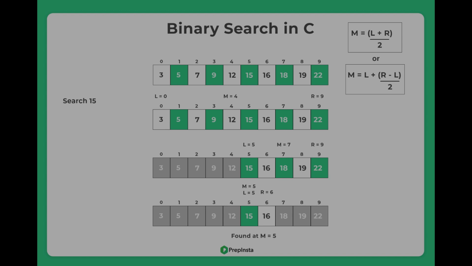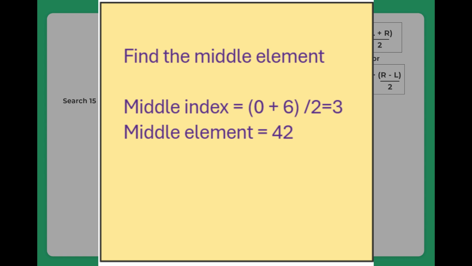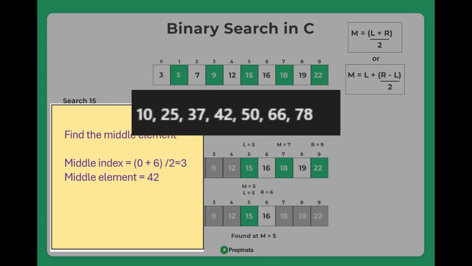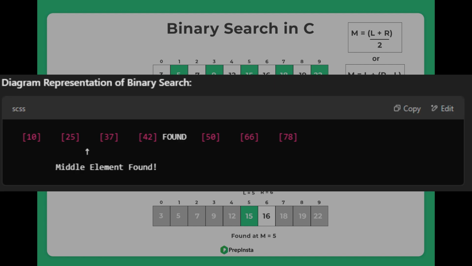How binary search works. Suppose we have the same sorted list: 10, 25, 37, 42, 50, 66, 78. Now, we want to find 42 using binary search. Find the middle element. Middle index equals (0 + 6) / 2 = 3.0. Middle element equals 42. Is 42 the number we are looking for? Yes, found it. Conclusion: binary search is super fast but requires a sorted array.